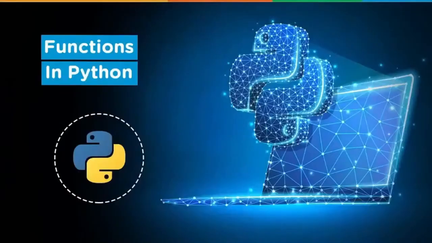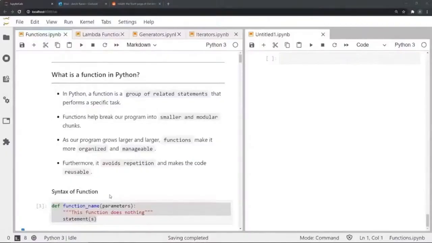In this video, we will be taking a brief introduction into what a function is. A function in Python is a group of related statements that performs a specific task or tasks. Functions help break our program into smaller and modular pieces of code. It's very convenient to use functions to make our code organized and manageable, especially as our overall program grows larger. It also helps us avoid repetition and makes the code reusable.